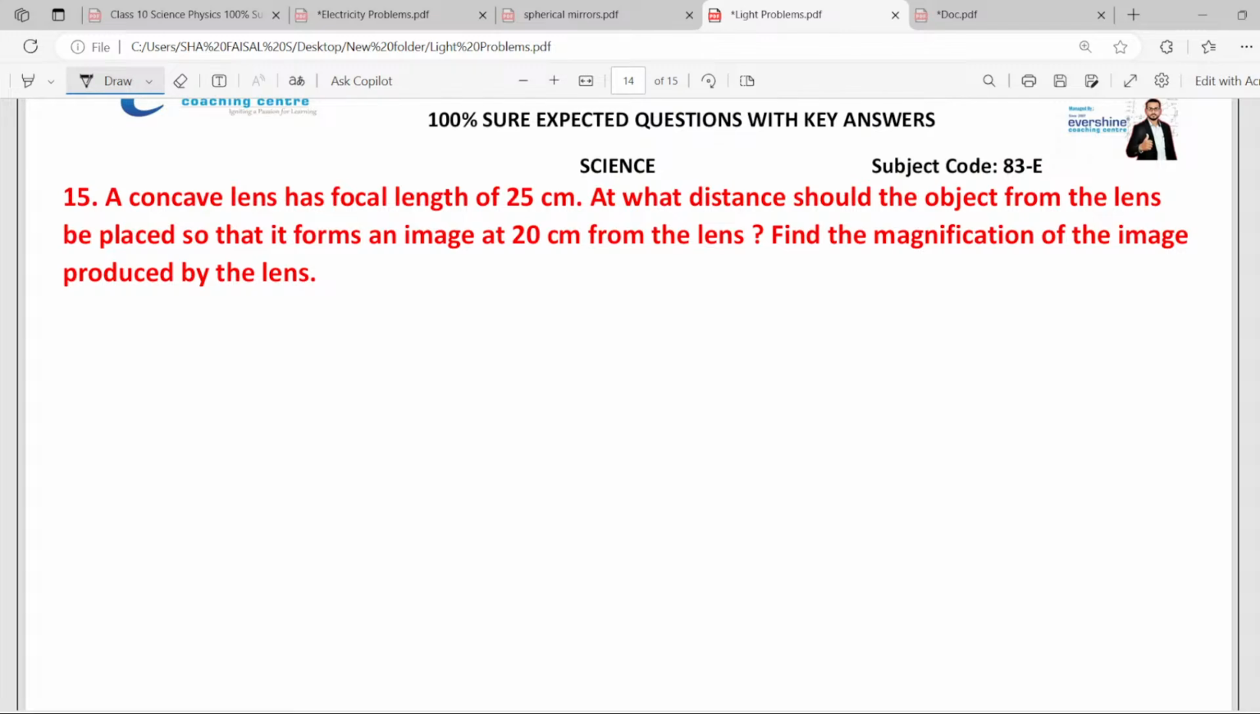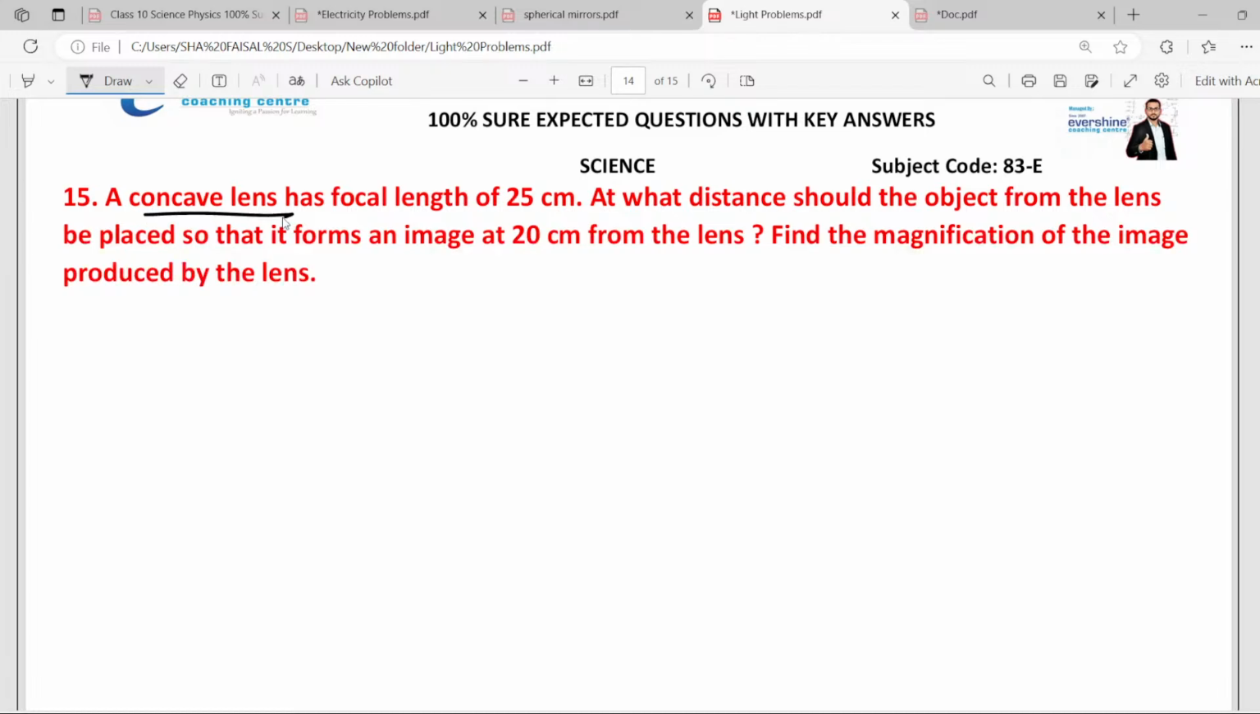Next question is on the screen. So, what is the question over here? A concave lens has focal length of 25 centimeter. At what distance should the object from the lens be placed so that it forms an image at 20 centimeter from the lens? Find the magnification of the image produced by the lens. So many sums we have done now. Same here also. Okay, you can try now.